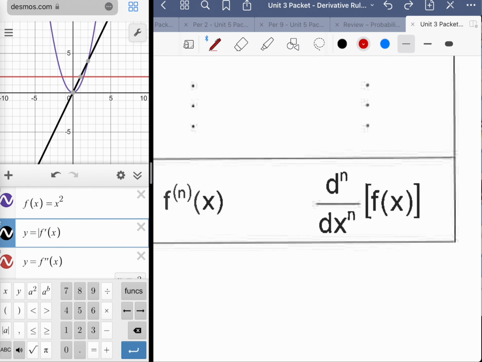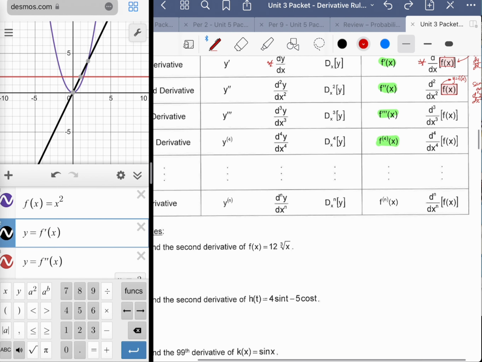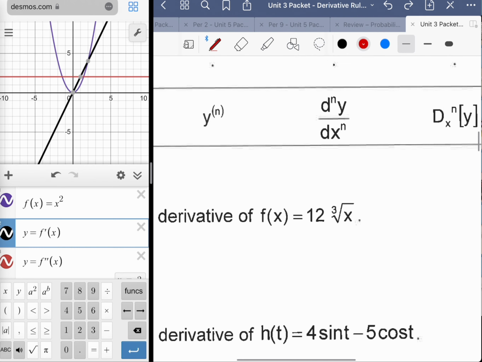Powers of n just means the nth derivative, all right? We're not talking about infinity here. We're just saying some unknown large level of the derivative, like the 99th derivative or something like that. In terms of computing the derivative, the level of difficulty is strictly dependent on how complicated your original function is. So my f of x here, let me make that a little bolder.